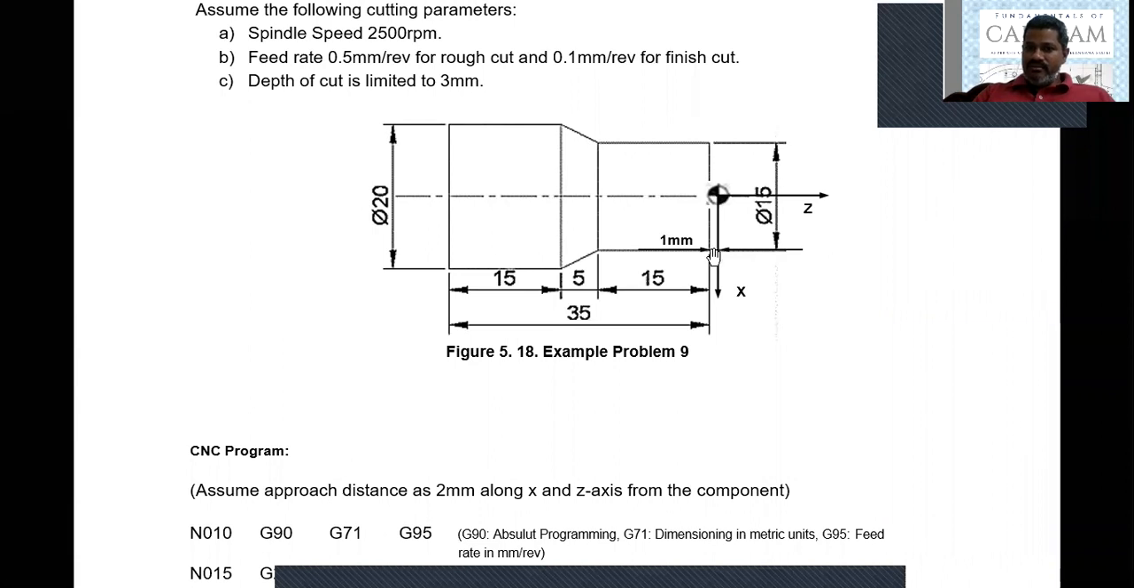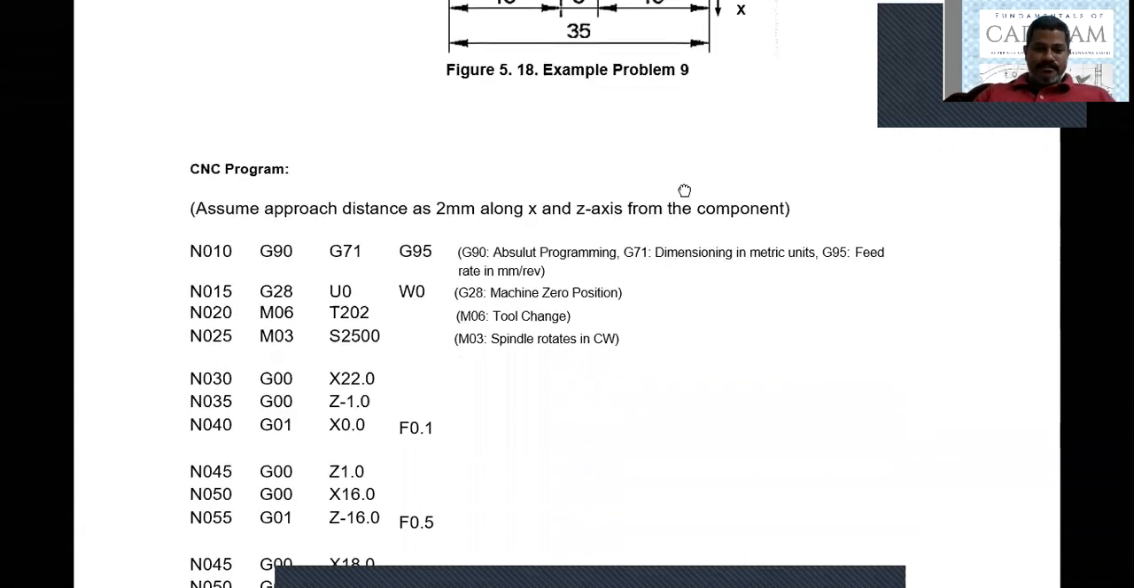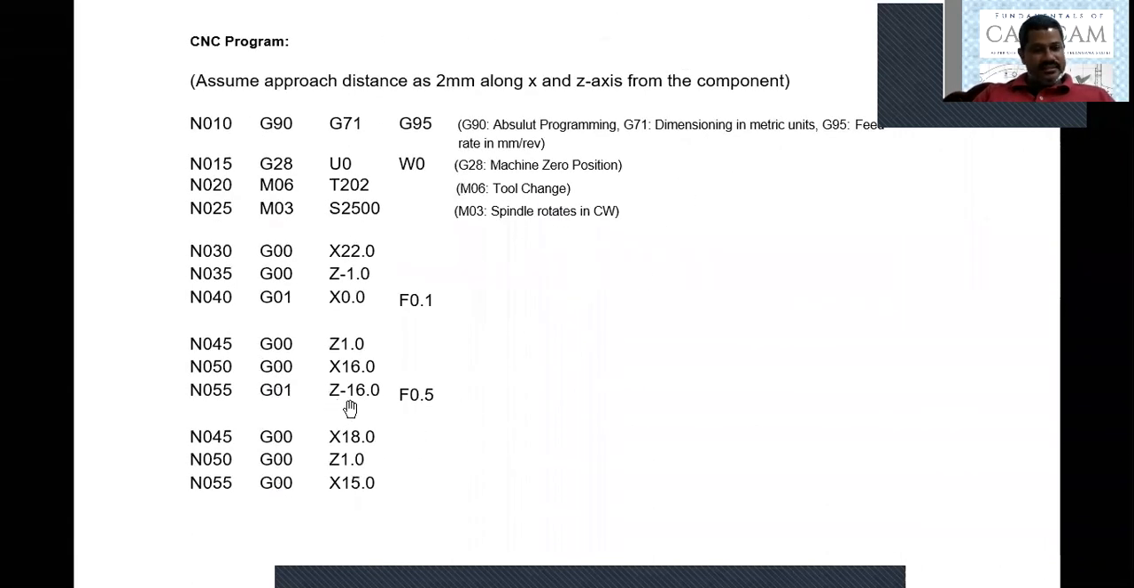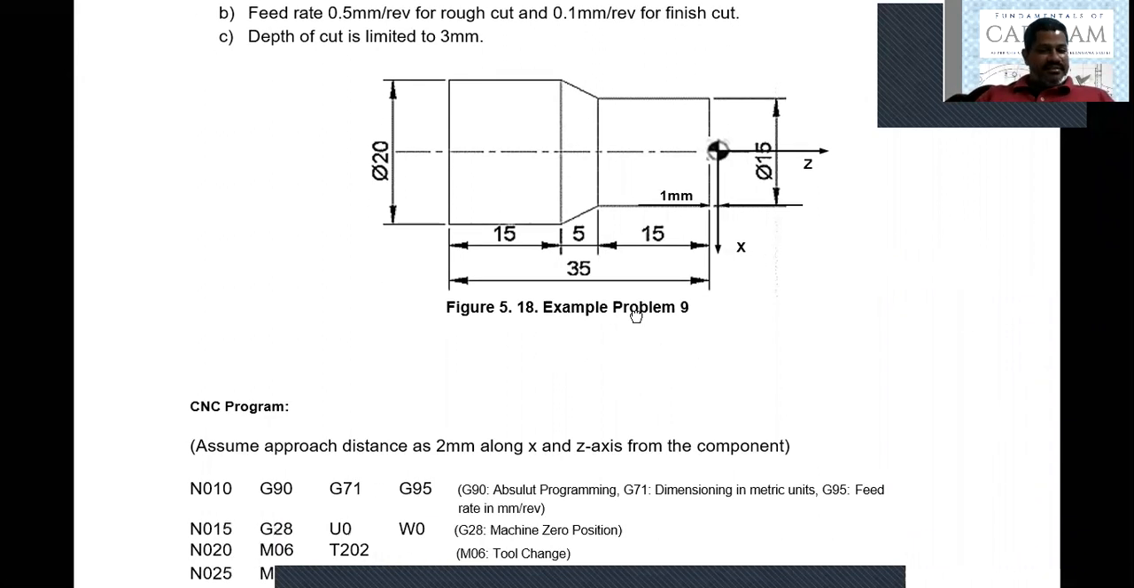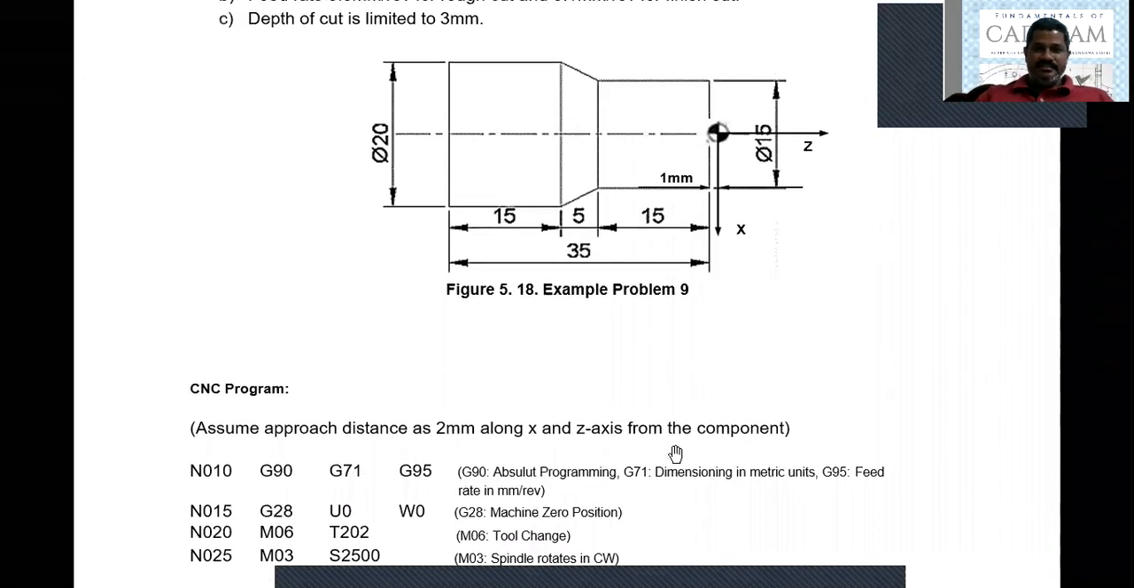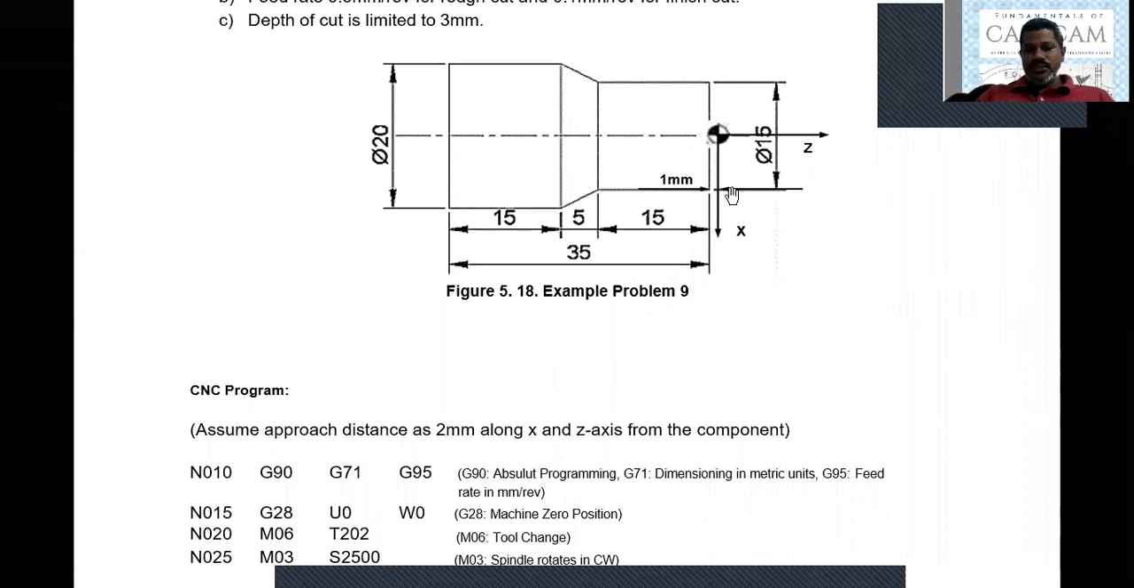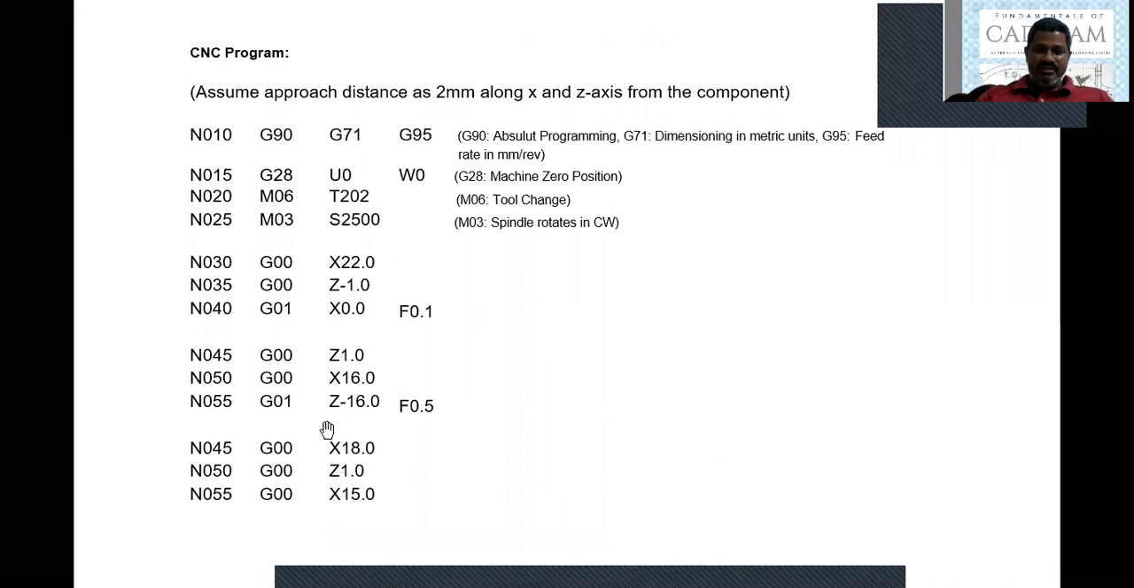So we have 1 value here, then 15 here. So total distance is 16. Z needs to be moved minus 16 distance. So to complete the turning operation for a length of 15, we need to move the tool 15 mm in the negative distance. It is 2 mm, and 2 is here and 16, and totally it may be 17, I hope.